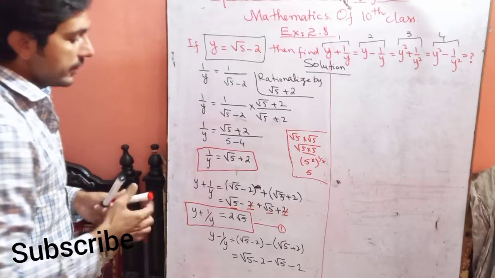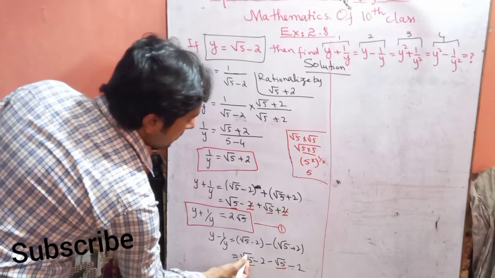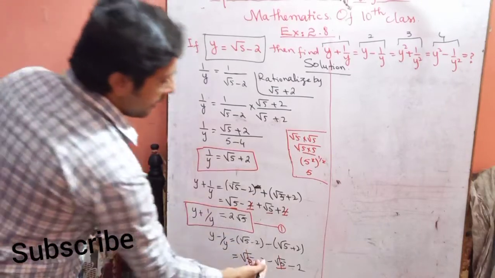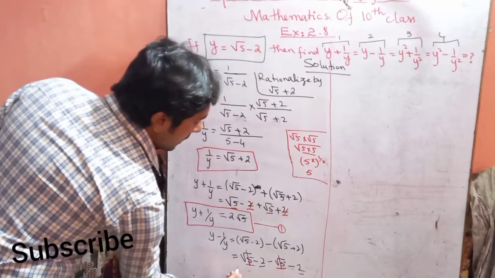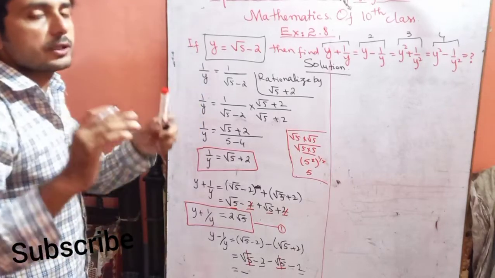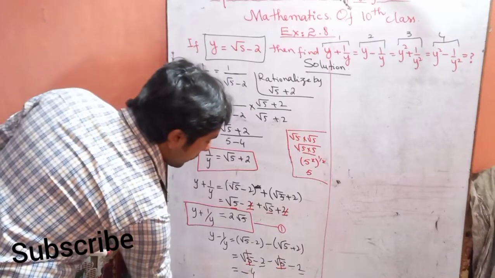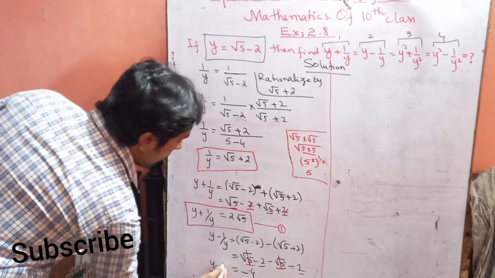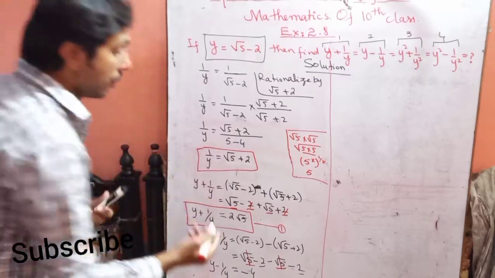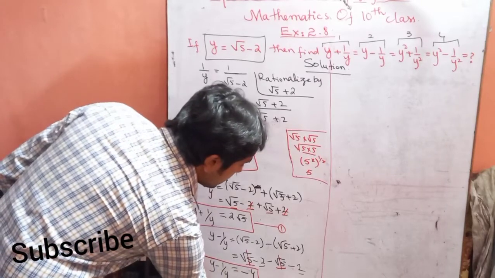Now as you can see there, this under root 5 has a negative sign and this under root 5 has a positive sign, so they both will be cancelled. The remaining are minus 2 and minus 2. Since they both have the same sign, the answer will be in minus, and they will be added. So 2 and 2 becomes minus 4 here. So the answer of y minus 1 upon y is equal to minus 4. That is the answer number 2.